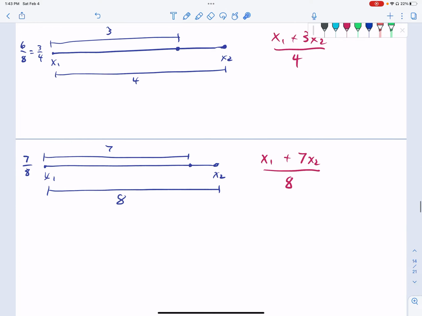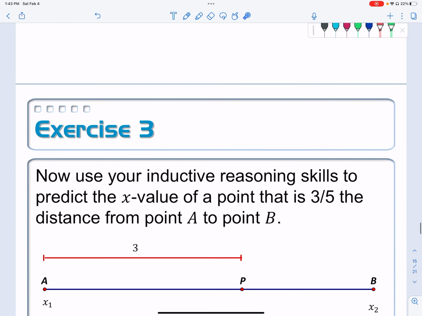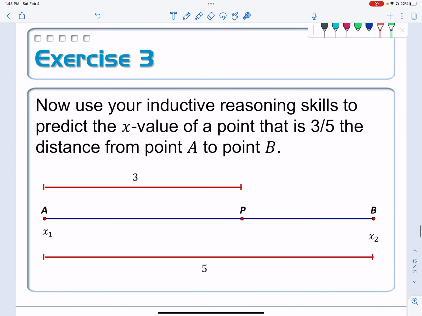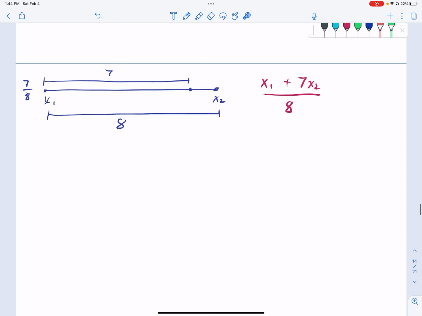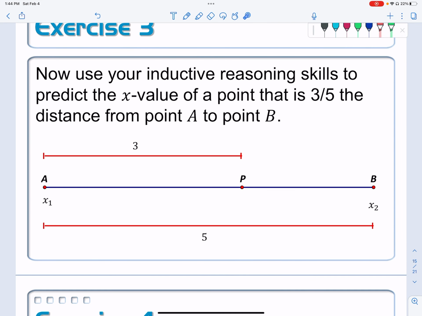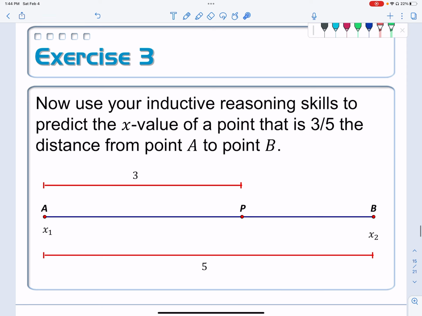If you think you have it, let's look at this next exercise. Use your inductive reasoning skills to predict the x value for a point that is 3/5 the distance from point A to point B. There's no way that you can use an averaging technique to get fifths. You have to have been able to generalize what we just discovered right up here in order to figure out what the 3/5 formula would be. So again, here is our x1, here's our x2. What weighted average is going to give us the coordinate for point P if our fraction is supposed to be 3/5? Try to do it on your own and then check out the next video to see if you did it right.